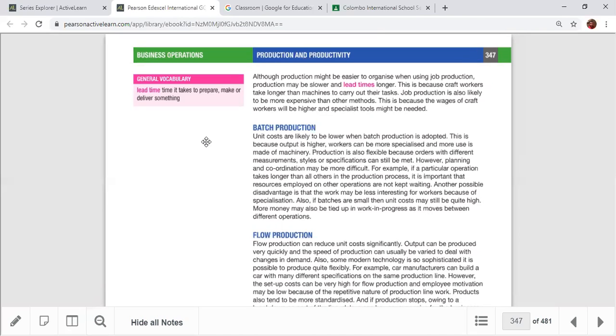This is because craft workers take longer than machines to carry out other methods. The wages of the craft workers will be higher, and specialist tools may be needed. That's a disadvantage of job production. Long lead time, and you have to pay high wage rates, much higher wages to the craft workers, and they have to use specialist equipment and tools. This is the main disadvantage of using job production.